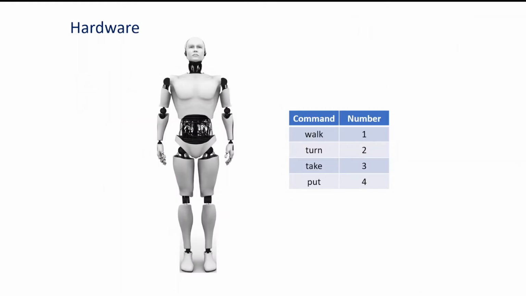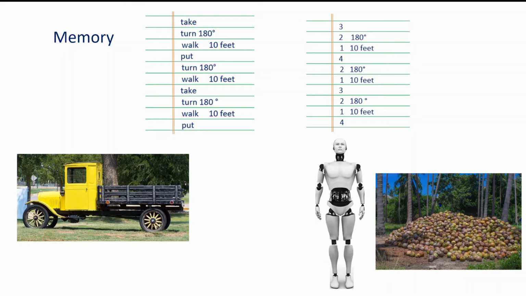Let us take our robot example. Assume the robot also understands only 0 and 1 like the CPU. For each instruction, let us assign a unique number. Here, for the walk instruction, the number is 1. For turn, it is 2. For take, 3. And for the put instruction, the number is 4. When we convert our first program into the number format, this is how it looks. Just replace the commands with their numbers.